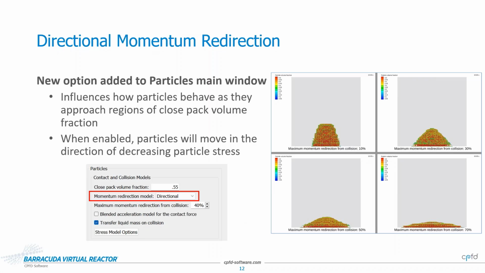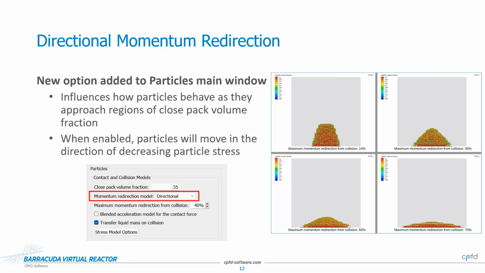Another feature that has been added, as an option, is what we're calling directional momentum redirection. This is a new option in the particles main window. It influences how particles behave when they approach regions of close pack volume fraction, or when a whole block of particles is at close pack. When you choose the directional option, the particles will always move in the direction of decreasing particle stress. This is different than previous versions of Barracuda, where the direction of particle movement had a random component to it. Based on our testing, this has been a well-performing option.